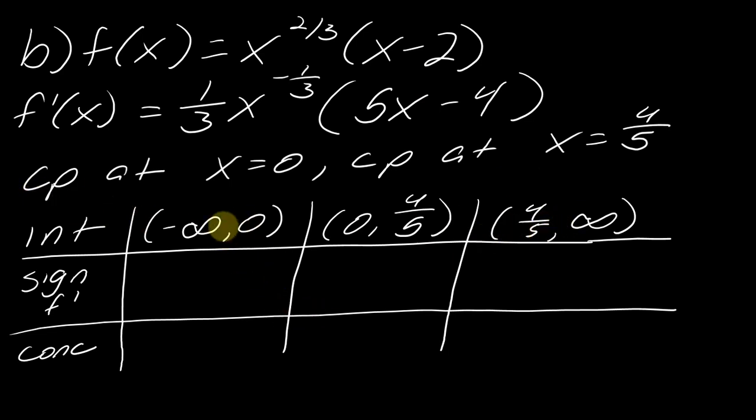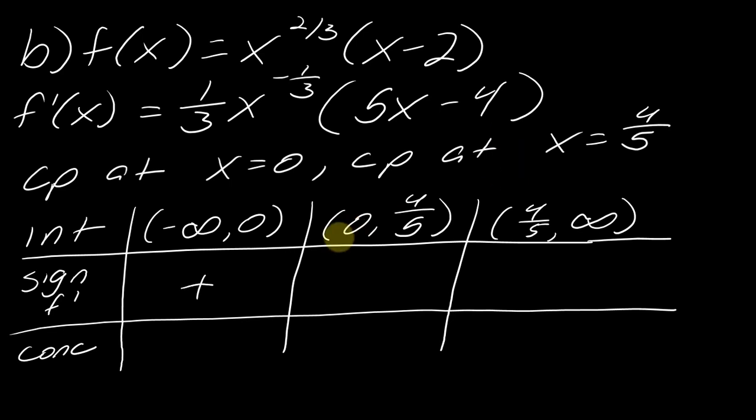So let's see, if I choose, say, a negative number in here and I plug that into f prime of x, is this going to end up being a positive or negative value? Well, if I take a negative value, this will be negative here, and then this will also be negative, so you have a negative times a negative, so this ends up becoming something positive.